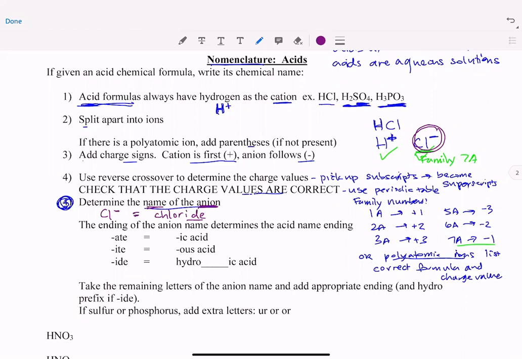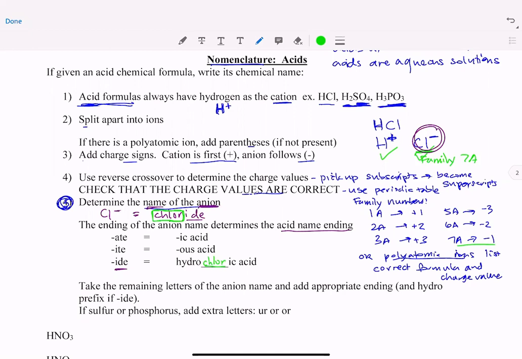Okay. Now, why that's important is because this will guide the next step, which is that the ending of that anion name will get you to the acid name ending. And for this case, also a name beginning. So when you have the IDE name ending, you take the part which is not the IDE name ending. So this part, CHLOR. And before it, you have hydro. And after it, you add the IC or ic acid. So IC and then acid.